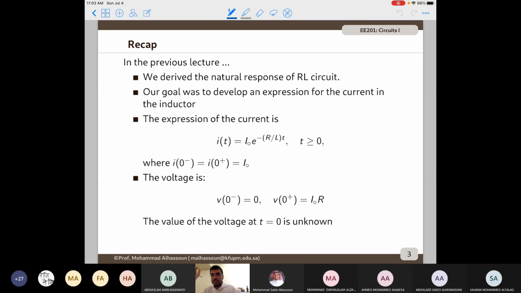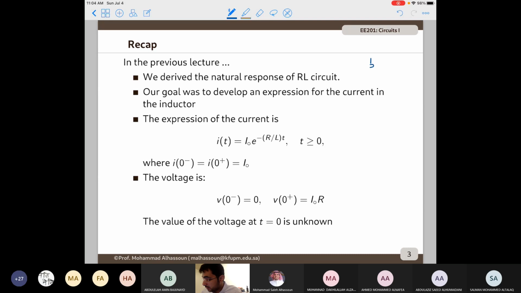So what happens in this short period from disconnecting the source to, say, 5 or 10 times something called the time constant? And that's what we cared about last time. And we studied the case where we have a resistor and an inductor in the circuit. And from the analysis, we said this kind of behavior or this kind of response is something called the natural response of the circuit.